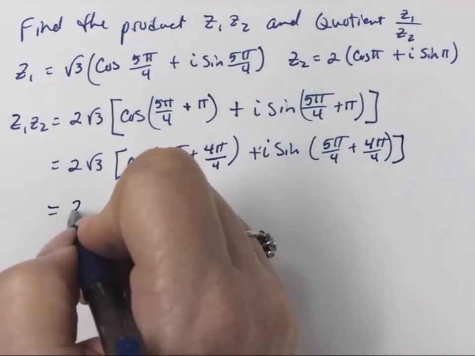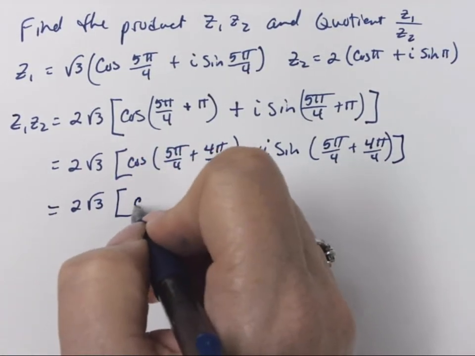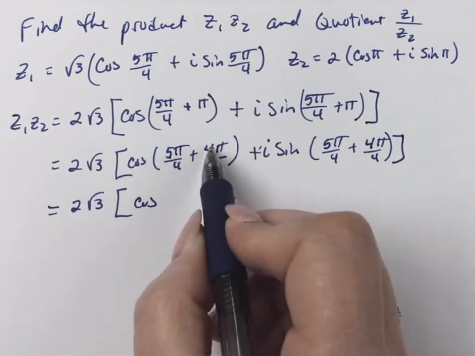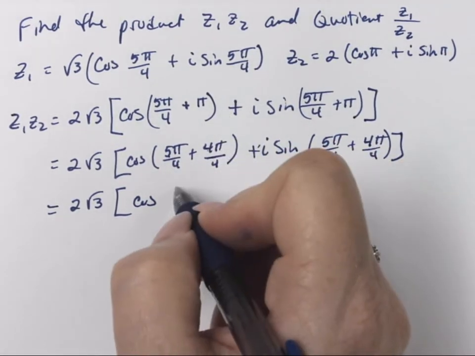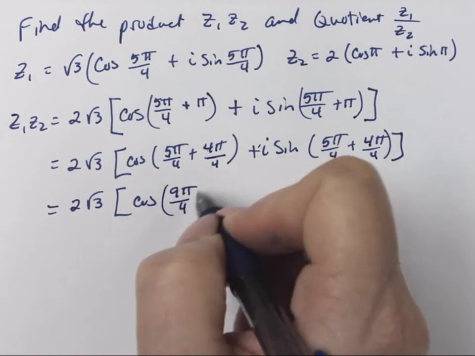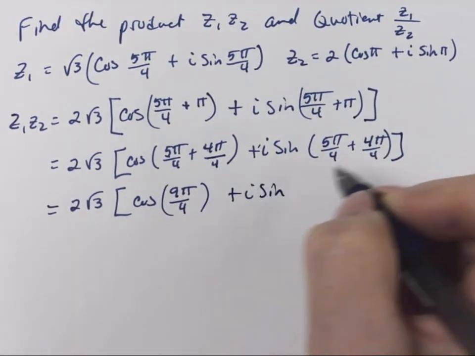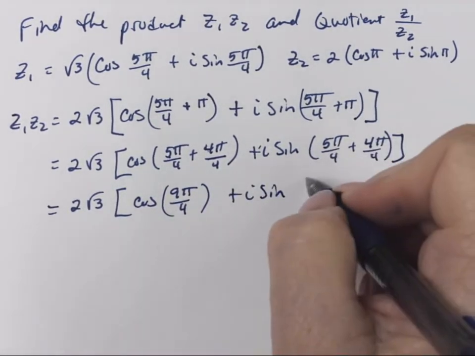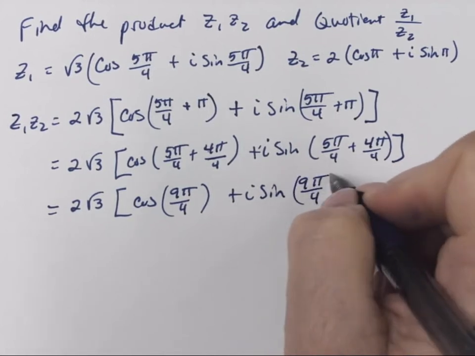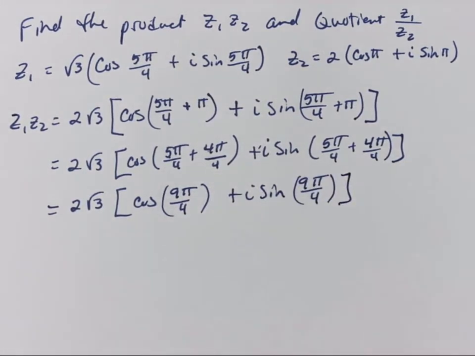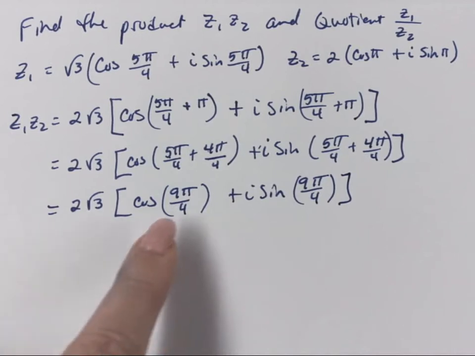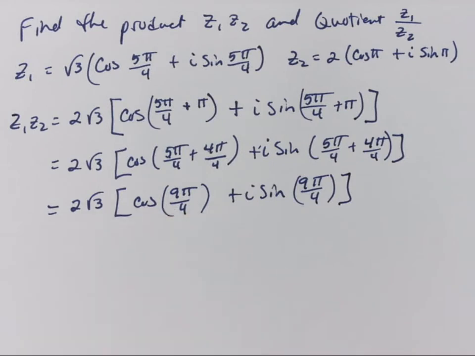So now just add your angles. So 2 square roots of 3 cosine 5 pi plus 4 pi will get us 9 pi over 4 plus I sine of 5 pi plus 4 pi would again get us 9 pi over 4. And that's all you need to do. This is doing the exact value. If they want you to find the decimal, then plug it in and get the decimal through the calculator of 9 pi over 4, the cosine and sine, and then multiply by 2 square roots of 3.